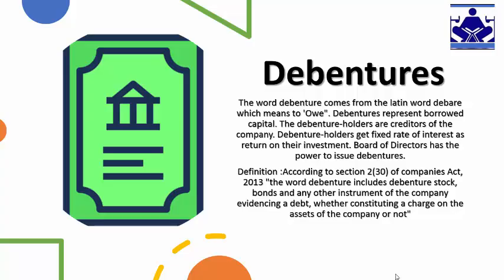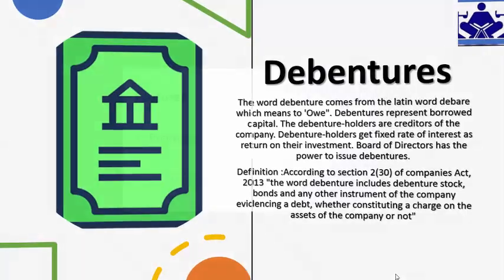Let us understand the definition of debentures. According to section 2 subsection 30 of the Indian Companies Act 2013, the word debenture includes debenture stock, bonds, and any other instrument of the company evidencing a debt, whether constituting a charge on assets of the company or not. According to this definition, debentures may be secured or unsecured. They may or may not have any charge against the assets of the company.